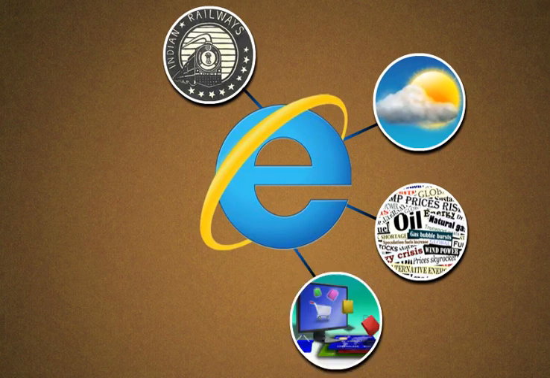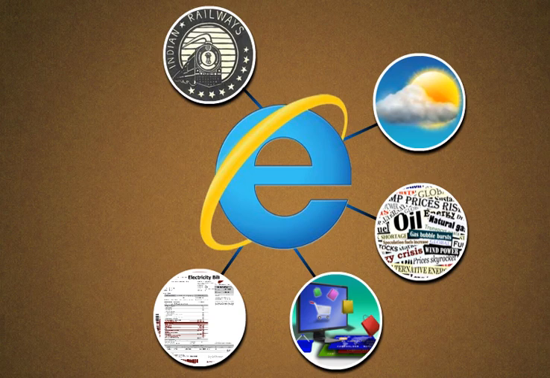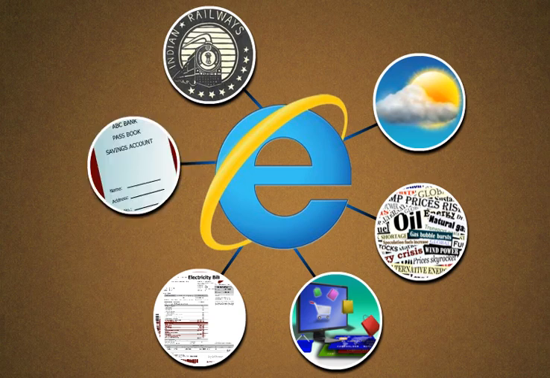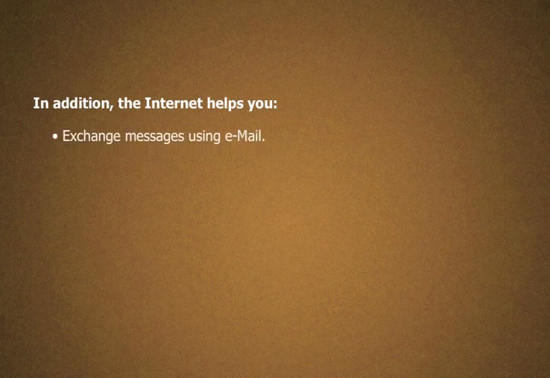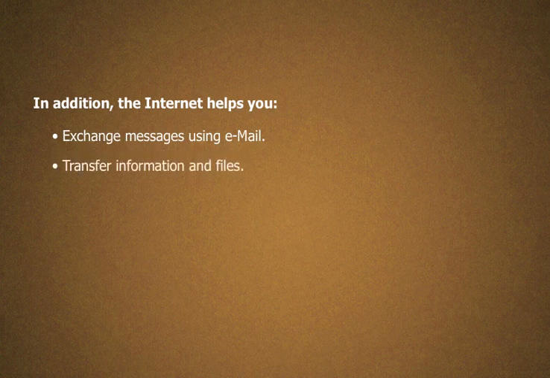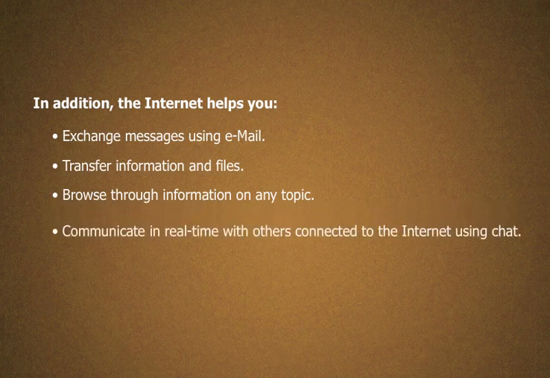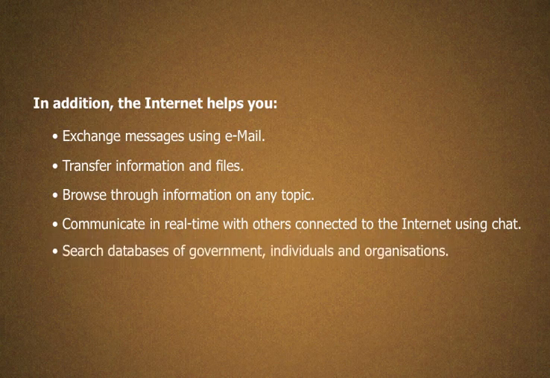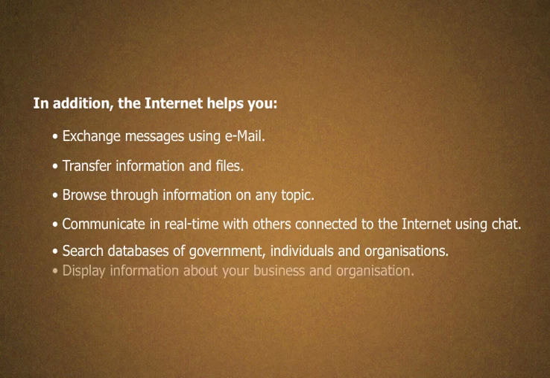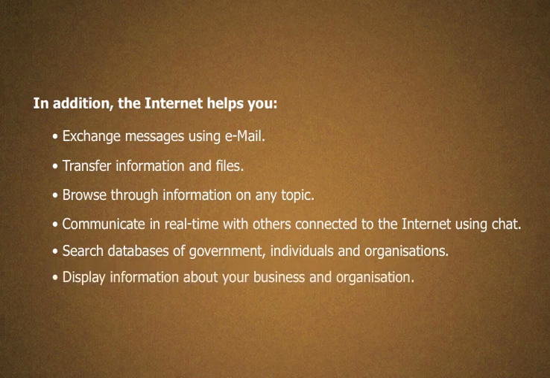You can use the internet to buy and sell products, pay bills, and perform transactions with your bank accounts. The internet helps us get information on almost everything around us. In addition, the internet helps you exchange messages using email, transfer information and files, browse through information on any topic, communicate in real time with others connected to the internet using chat, search databases of government, individuals, and organizations, and display information about your business and organization.